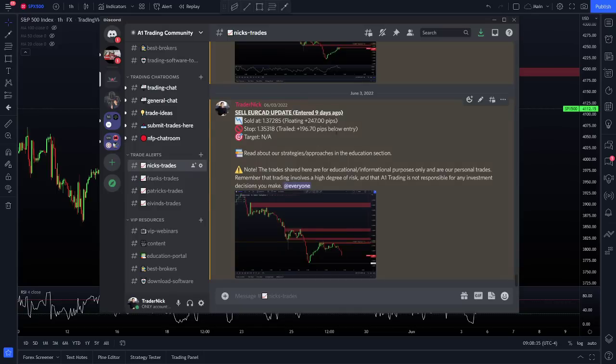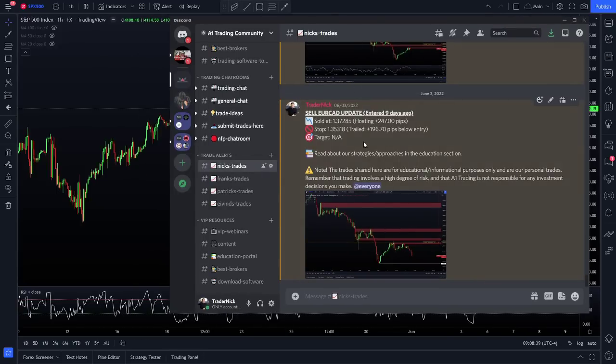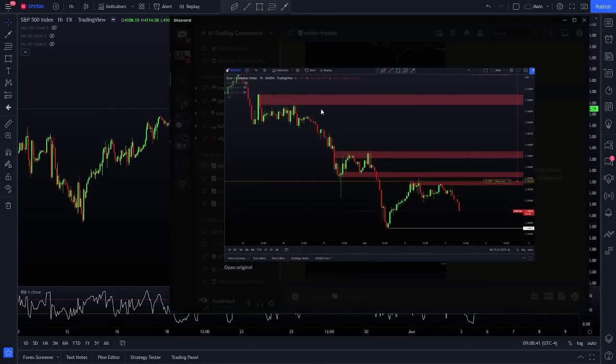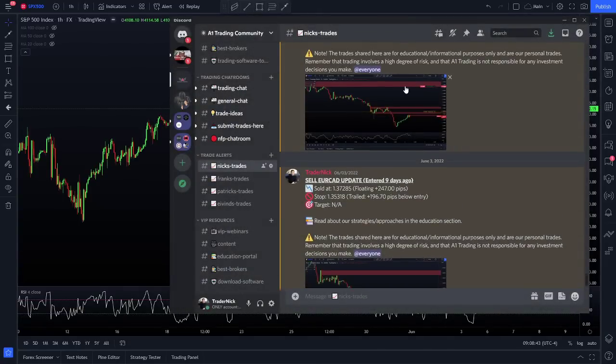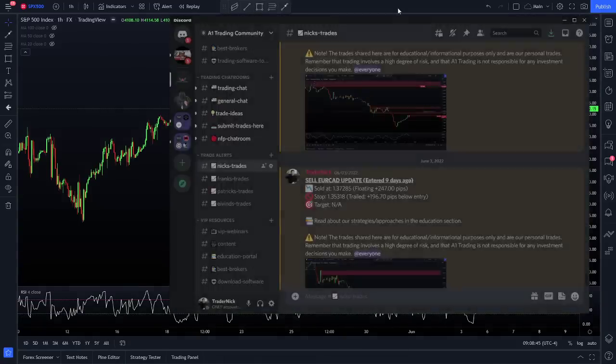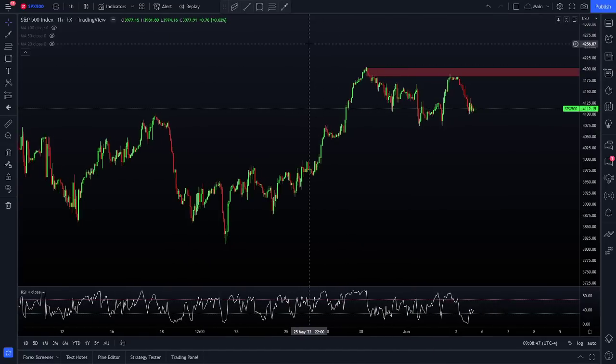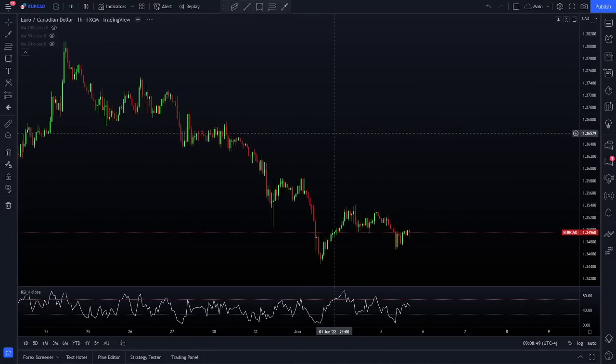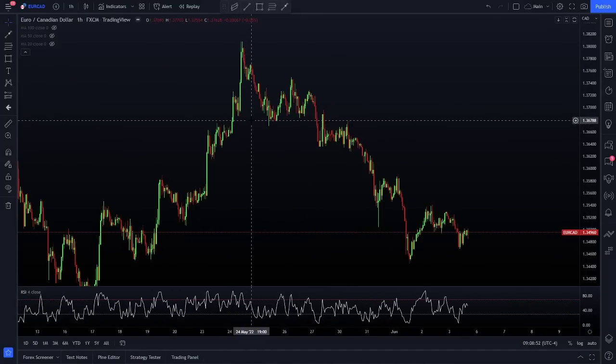Speaking of myself, EURCAD, I am still in this. Oh, I'm not logged into my broker here, unfortunately, but I'm short EURCAD. You can see the trade that I've been updating inside of the group. I think at the end of the week, I was floating around $450. So here's EURCAD, just a quick view of it before we look at some USD pairs.